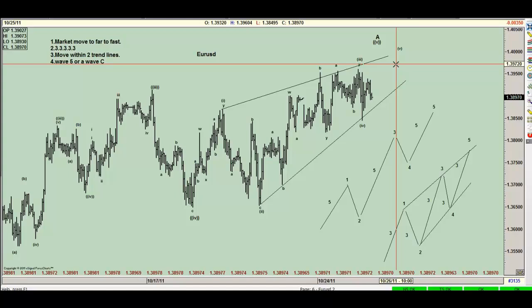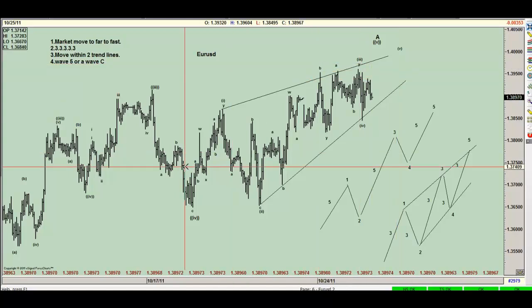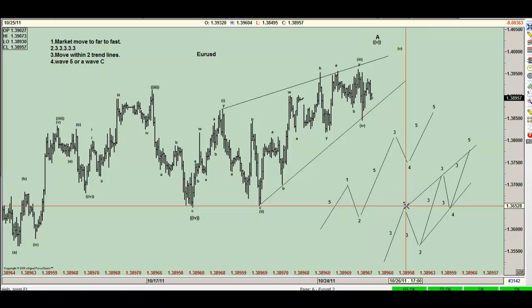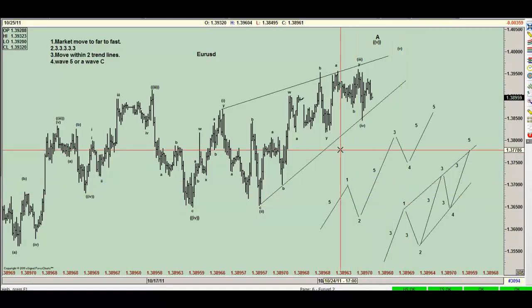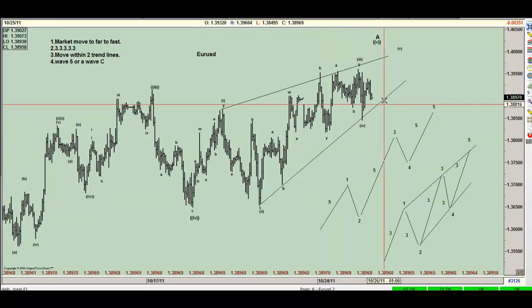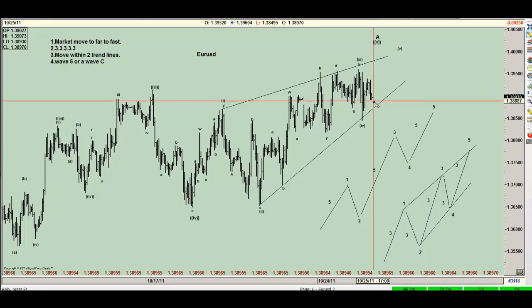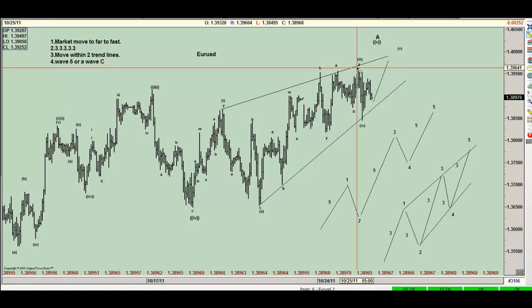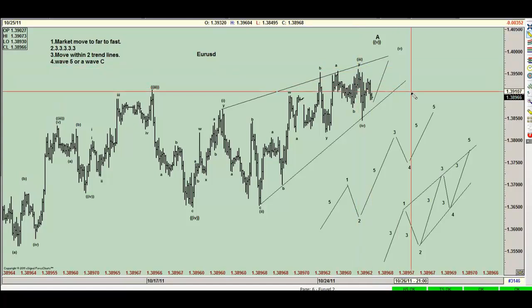Another characteristic of the ending diagonal that makes the difference with the regular impulse is that, as you know, in the regular impulse, wave 4 should not overlap wave 1. In the ending diagonal, wave 4 needs to overlap wave 1. And the last one is that diagonals make truncation. In other words, in a diagonal, the last leg, the wave 5, sometimes does not surpass the top of the previous wave 3. That's called a truncation within the diagonal.